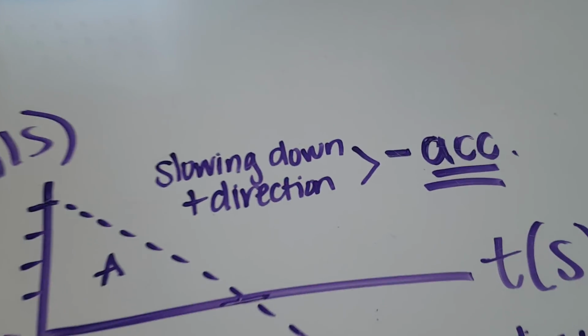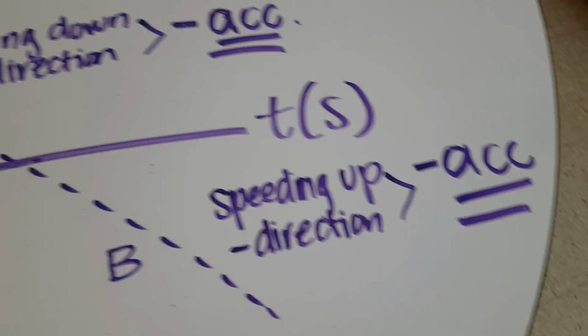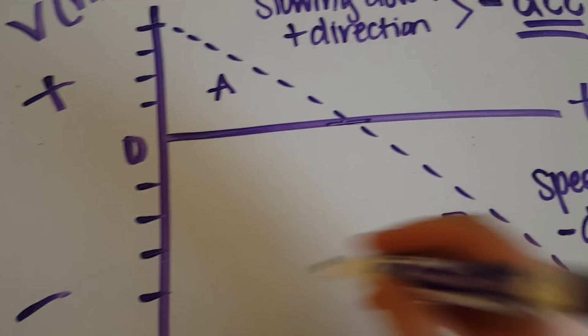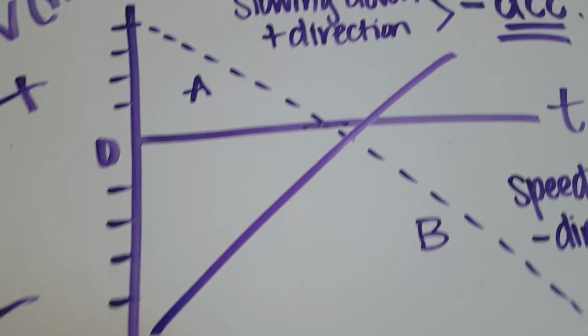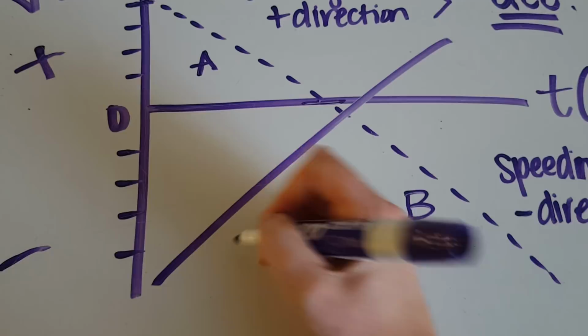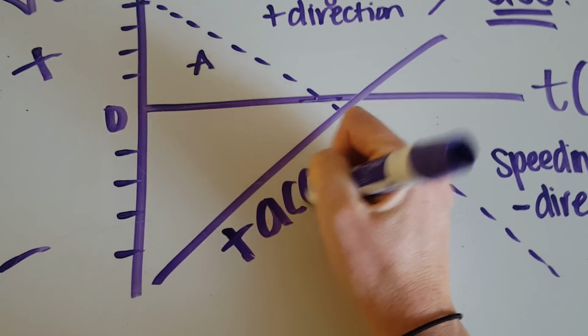So you can see that there are 2 scenarios to get a negative acceleration, which again is a combination of speeding up or slowing down and in what direction. Now, if I went the other way, like my other example, this entire line, no matter where it is, is going to result in positive acceleration.